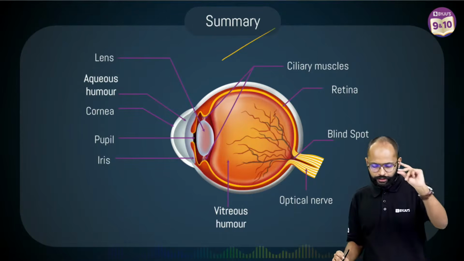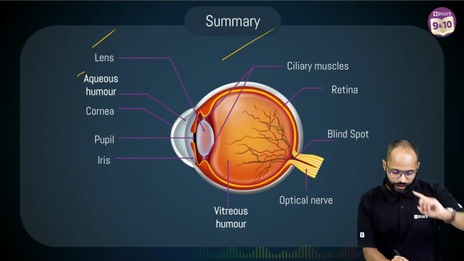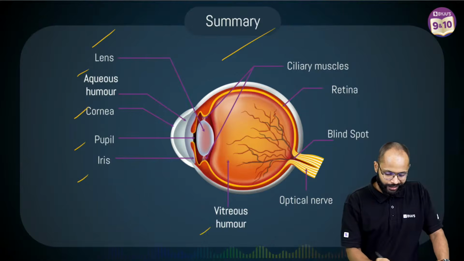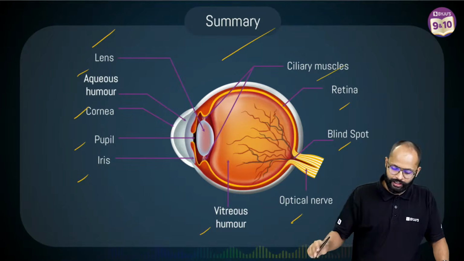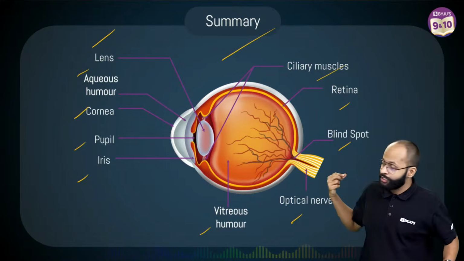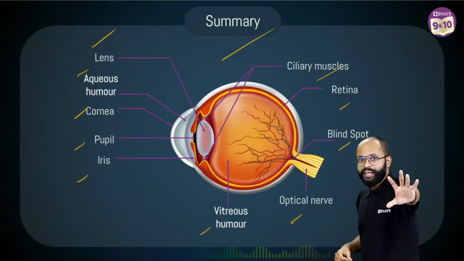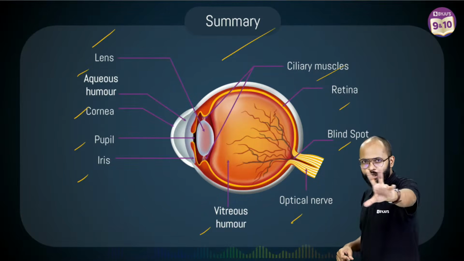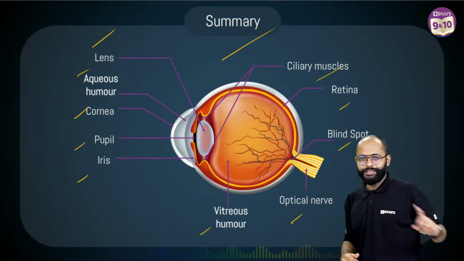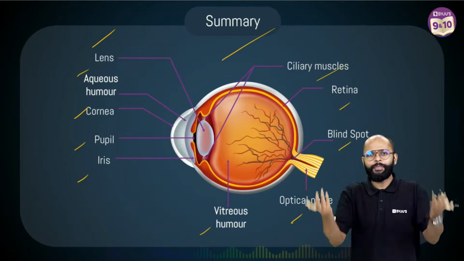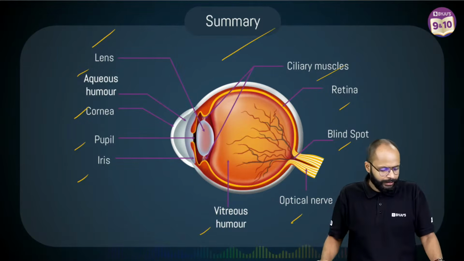So people, important thing for exam: construction, lens, aqueous humor, cornea, pupil, iris, vitreous, optic nerve, blind spot, retina, ciliary muscles. All these are important points. In exam there could be a 5-mark question: construct all the parts of a human eye. You should know these and put their functions also. That's 5 marks. It could be a 5-mark question very easily.